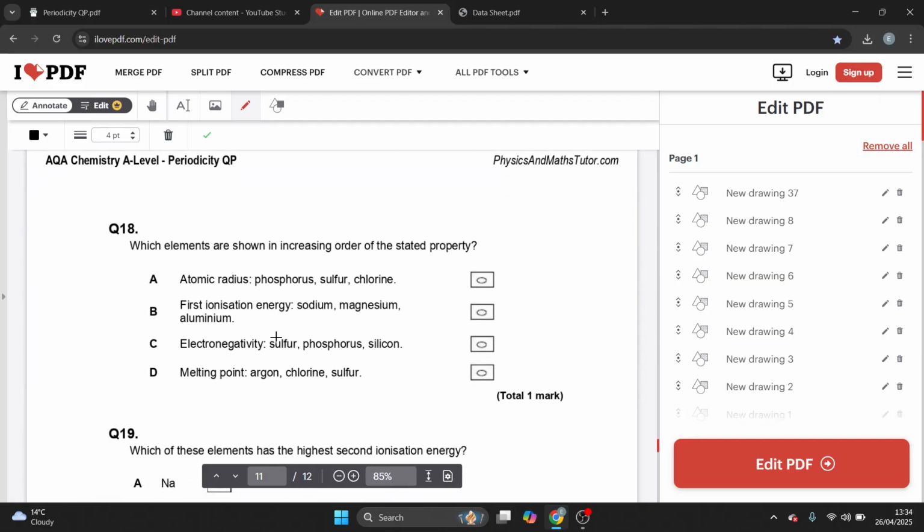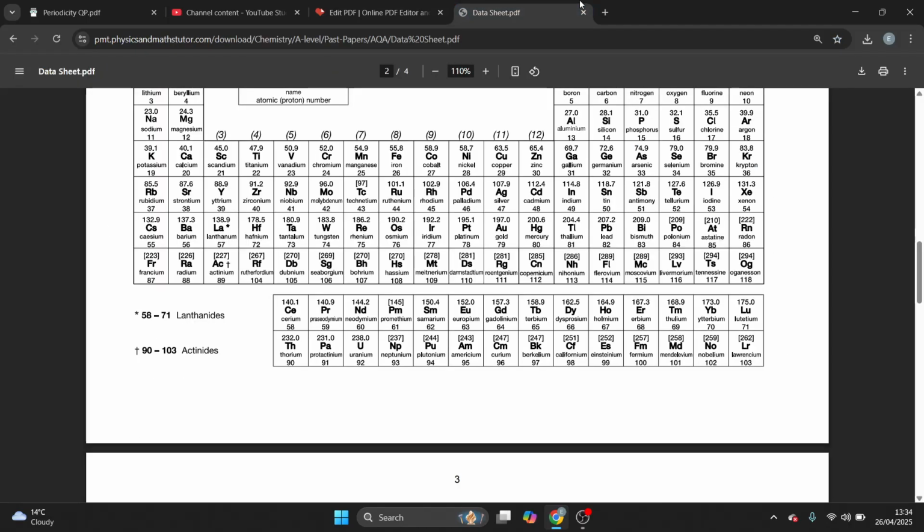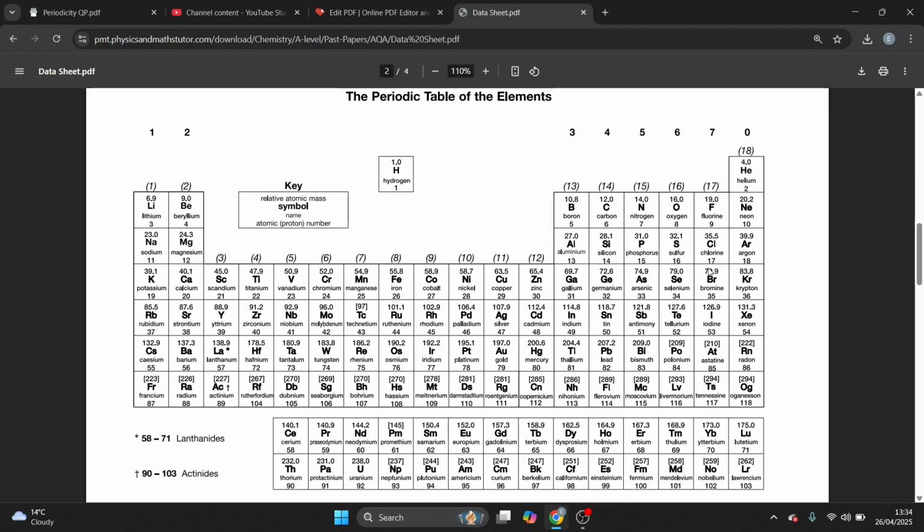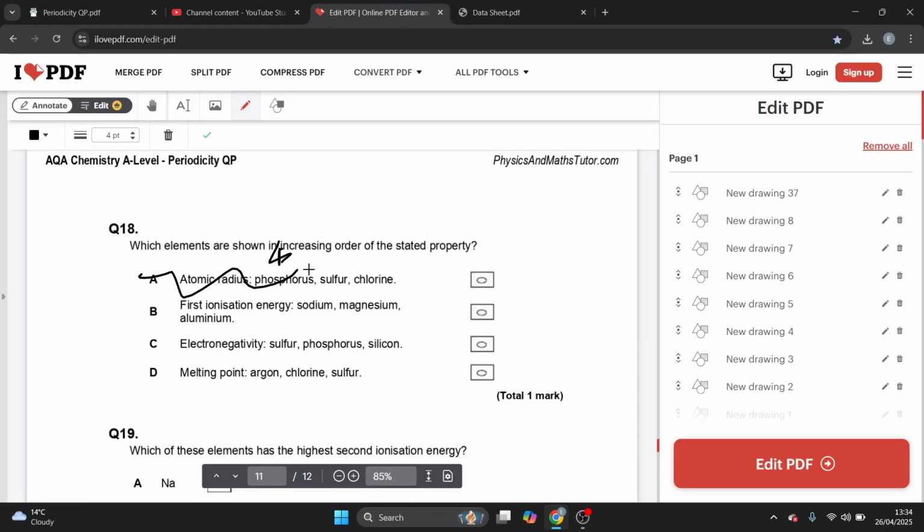Question 18. Which elements are shown in increasing order of the stated property? Atomic radius: phosphorus, sulfur, chlorine. No, atomic radius decreases across the period, and that's for period 3, so no.